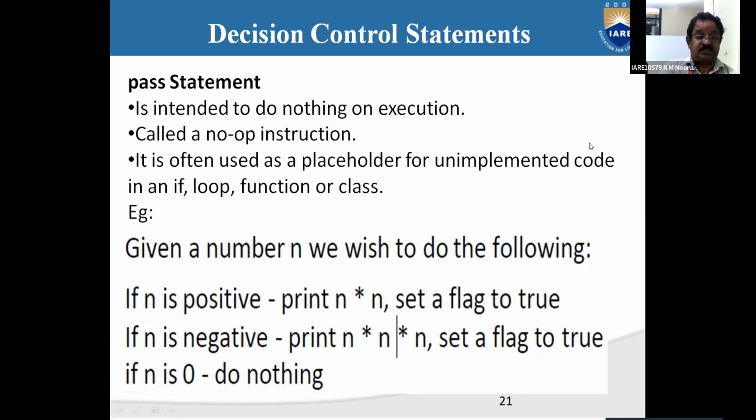What is the difference? Here pass is often used as a placeholder for unimplemented code, especially in the case of a for loop. You can make use of pass, and also in functions and classes we use this particular pass statement. If you are using the pass statement, it's not going to do anything during execution. It's also called a no-op instruction. Hash also, if you make use of comments, there also it's not going to do anything. What is the difference?